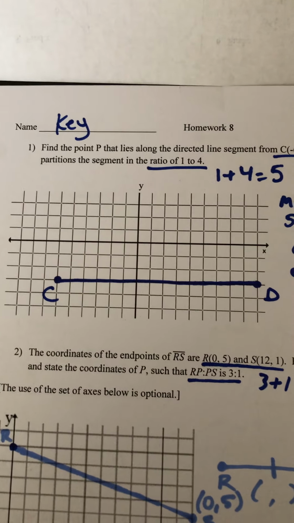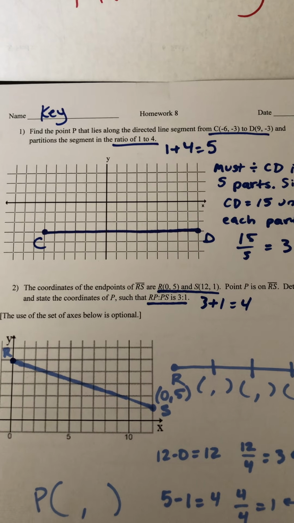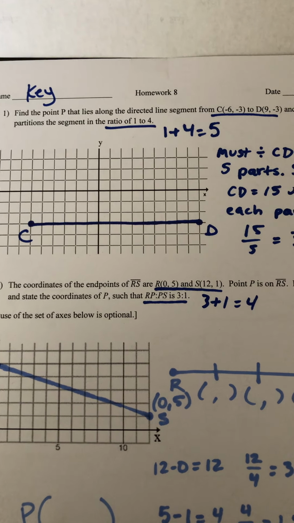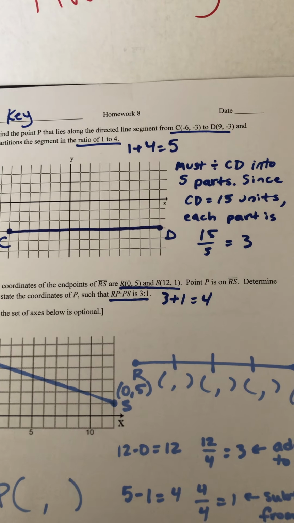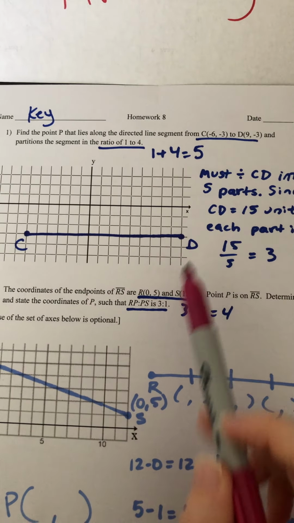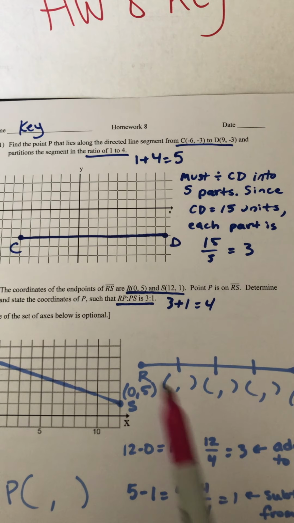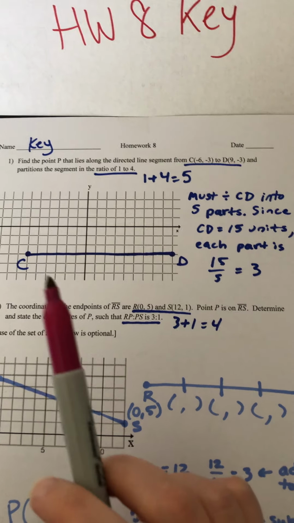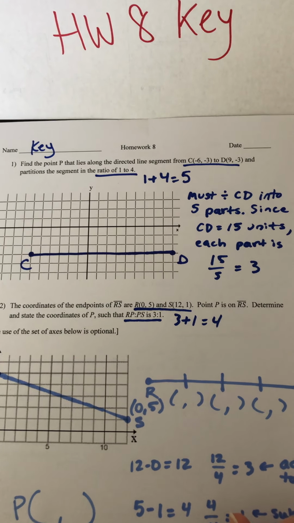In question 1, find the point P that lies along the directed line segment from C to D and partitions the segment in the ratio of 1 to 4. So remember, we add the ratio, 1 plus 4 is 5, and then we think to ourselves, well, that segment CD must be divided into 5 equal parts. Since we can count this one, it's a horizontal line, or even if it were vertical, we can count the number of boxes. There's 15 boxes going across, CD is 15 units, then that means each part of the broken up segment is going to be 3. 15 divided by 5 is 3.